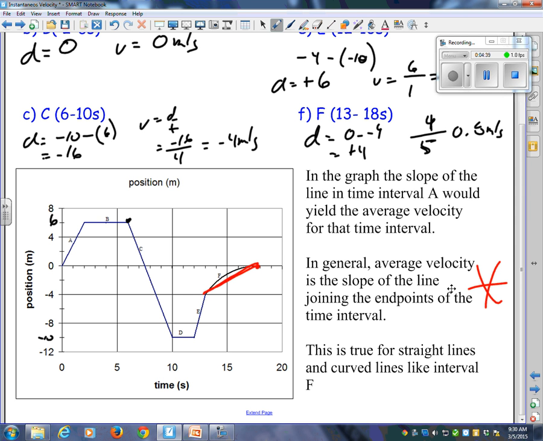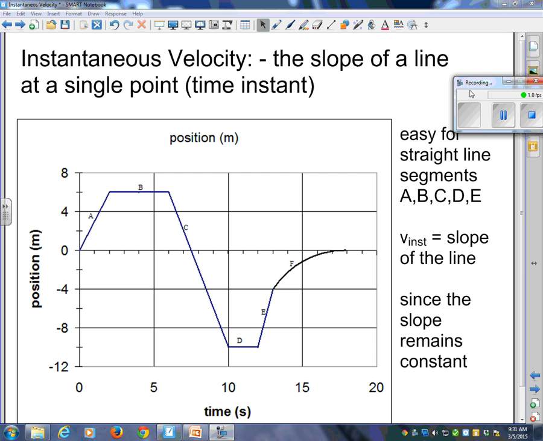Do you not have that there on the side? No, we had to fill in the blank. Oh, fill in the blank at the bottom? Okay. So fill in the blank at the bottom of the page there, where it says in general. I want you to fill that in because it's kind of important. Average velocity is the slope of the line joining the endpoints of the time interval.